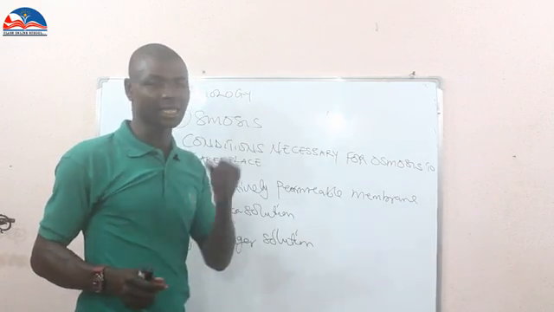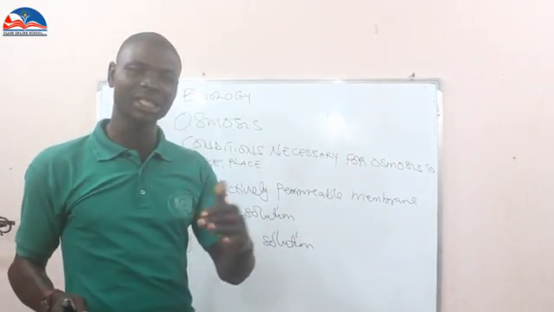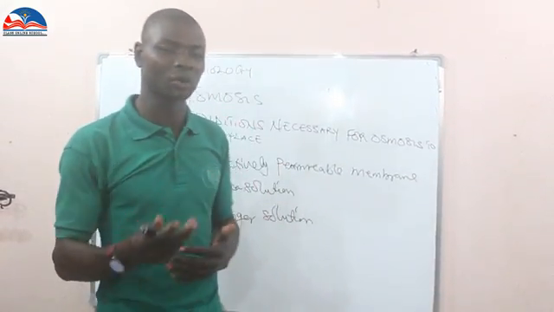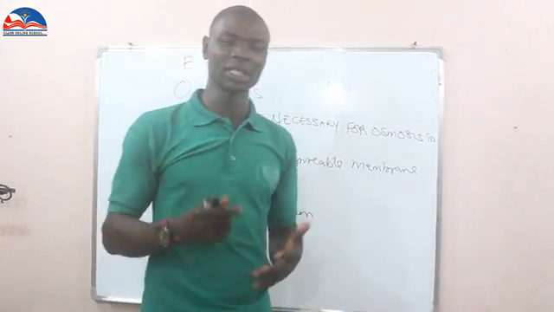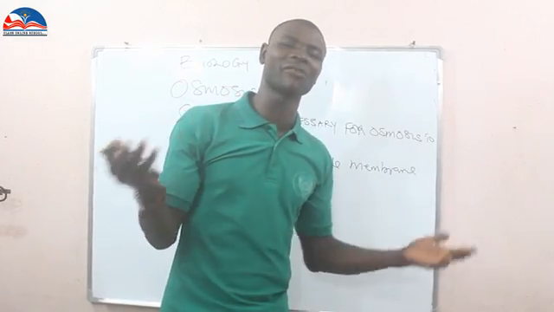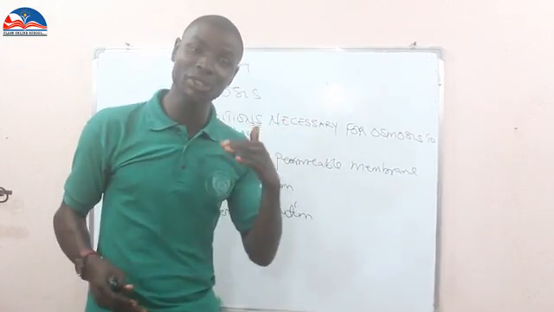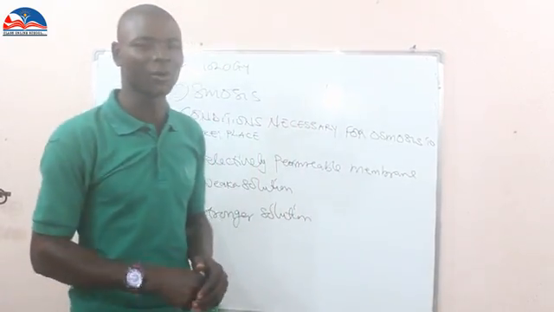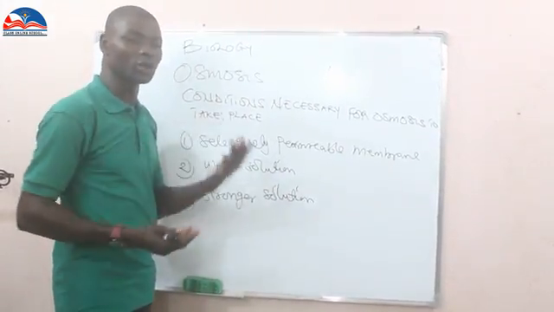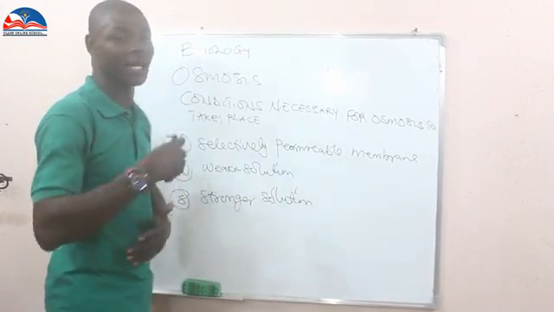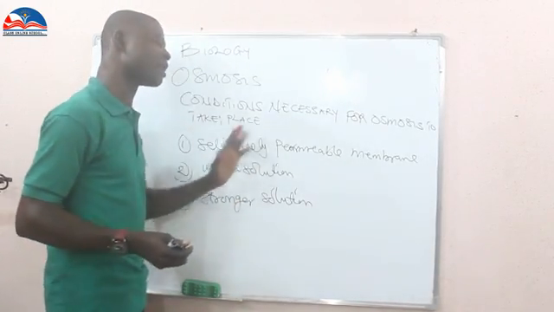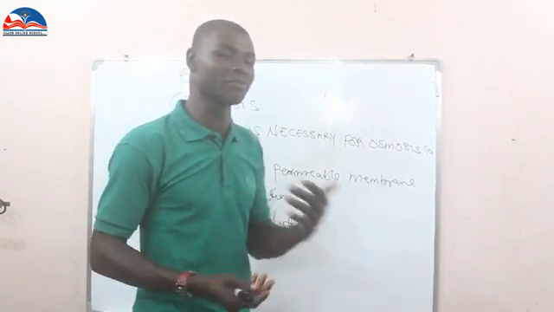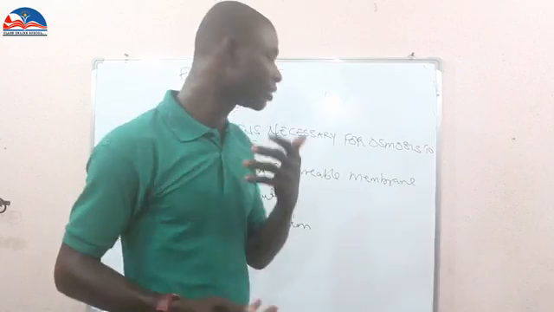So remember, as I said before, osmosis is defined as the process by which water molecules move from the region of lower concentration to the region of higher concentration through a selective semi-permeable membrane. You can put it that way. There are many ways you can define it, but make sure that in your definition you put semi-permeable membrane. This is the terminology there. Without that semi-permeable membrane, you are getting the definition wrong.